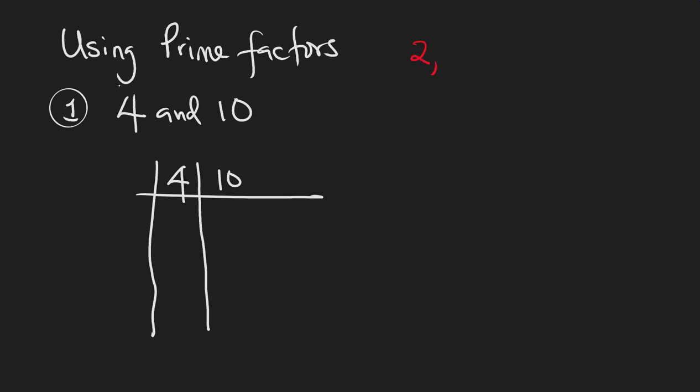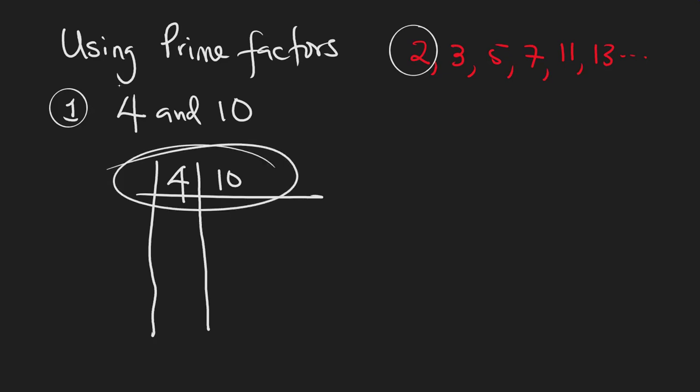We have 2, 3, followed by 5, 7, 11, 13, and so these are numbers that are divisible by one and themselves. So how are you going to do it? You're going to check 2 first. If there's any number among these that is divisible by 2 without any remainder, then you will use 2.